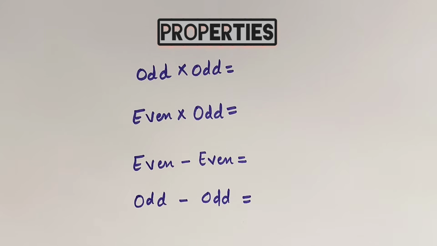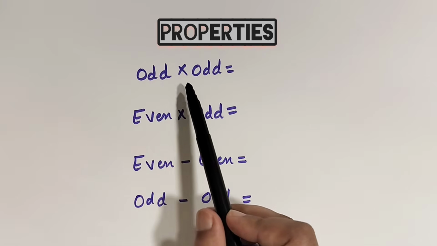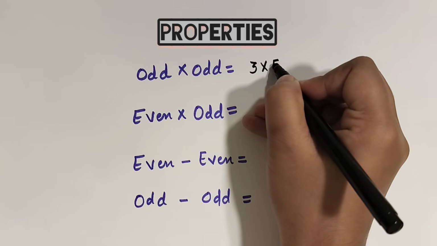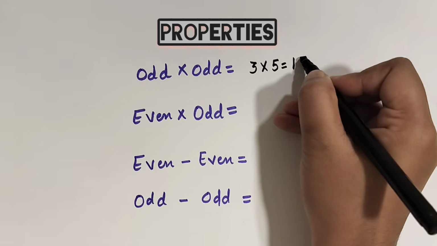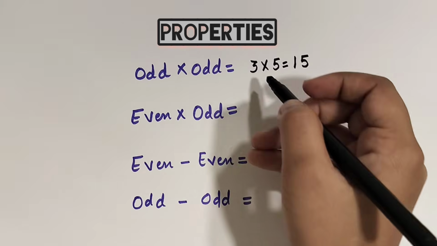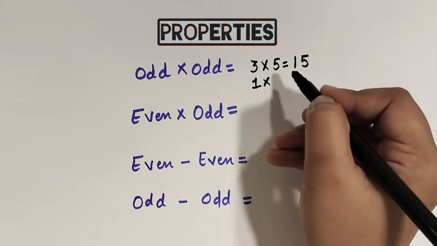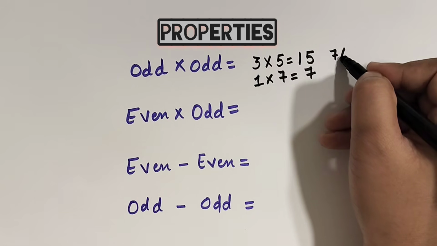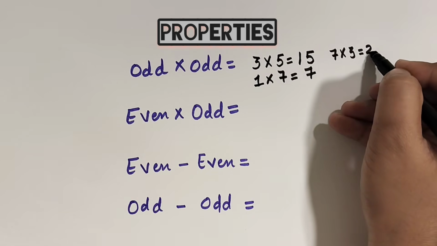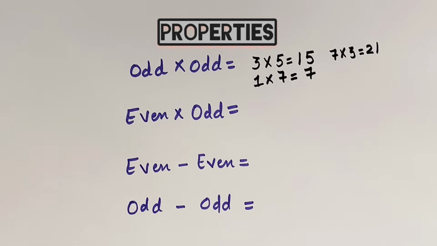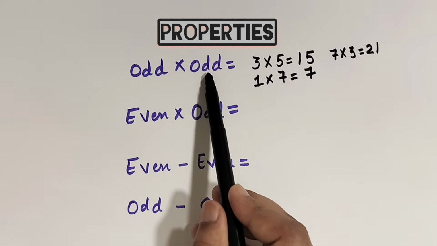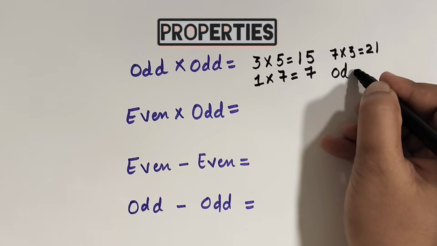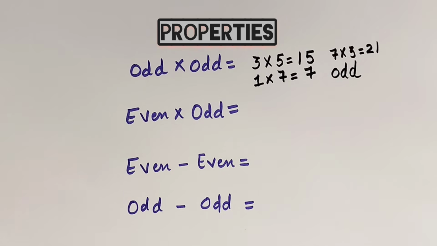Let's see what happens when we multiply odd number with an odd number. So 3 times 5 would be 15. 1 times 7 would be 7. 7 times 3 would be 21. So you can see that when we multiply odd number with an odd number, we get an odd number. So the result of multiplication of an odd number with odd is odd.